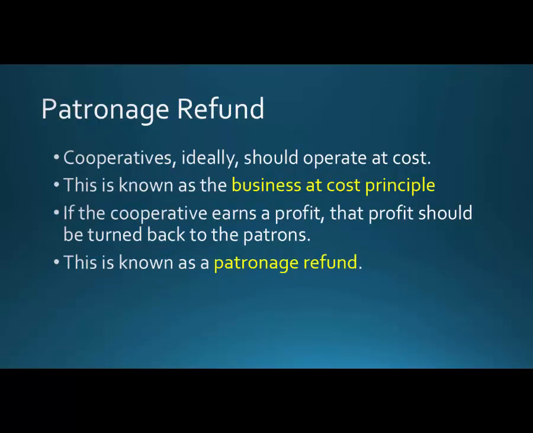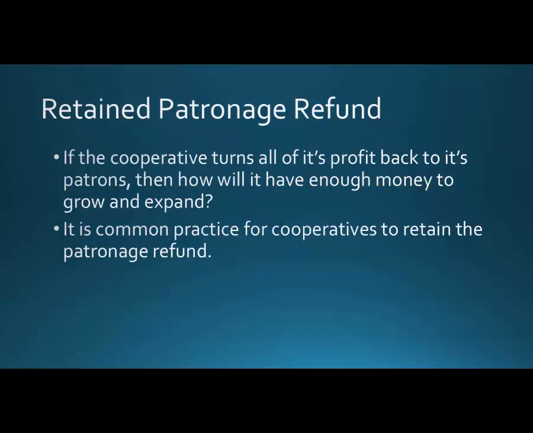Cooperatives ideally should operate at cost. This is known as the business at cost principle. If the cooperative earns a profit, that profit should be turned back to its patrons. This returned profit is known as a patronage refund. Whenever I tell people about cooperatives, this is the part where people stop me and say, wait a second, how's that going to work? If the cooperative turns all of its profit back to its patrons, how will it have enough money to grow and to expand? One answer to that question is that it's very common for cooperatives to retain the patronage refund. We call that a retained patronage refund.